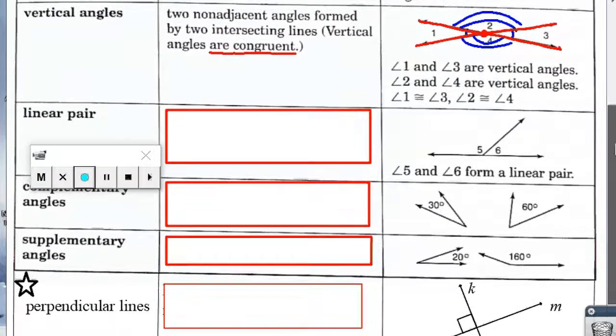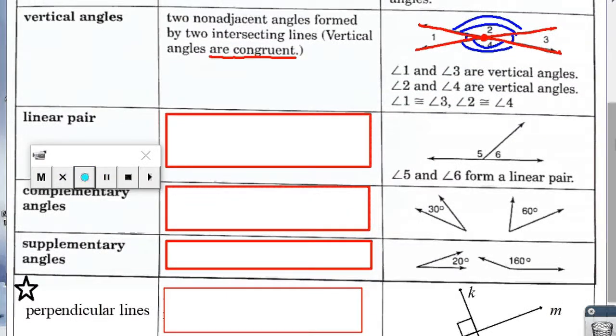The next pair of angles that we want to discuss is something called a linear pair. What's really important about this linear pair is this word pair. It has to be two. You can't have a linear pair with three or more angles. It has to be exactly two. Now this diagram shows us that angles 5 and 6 form a linear pair.